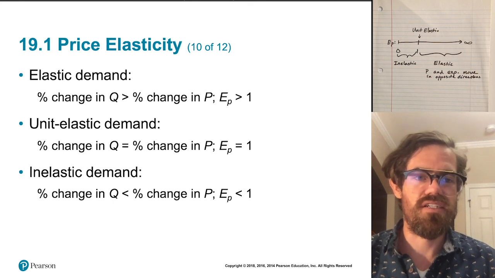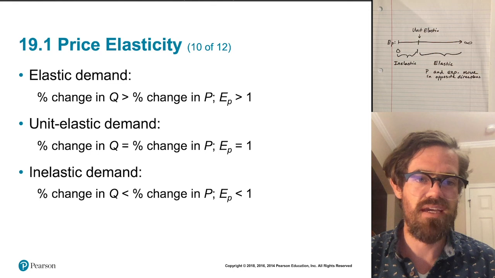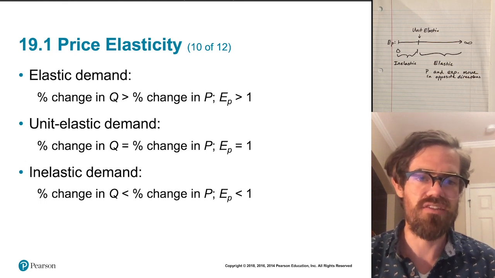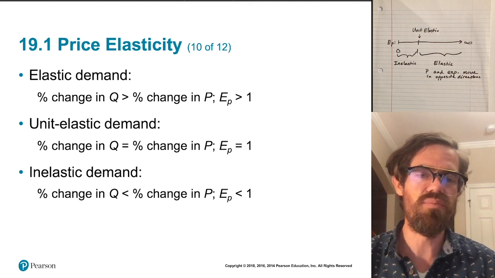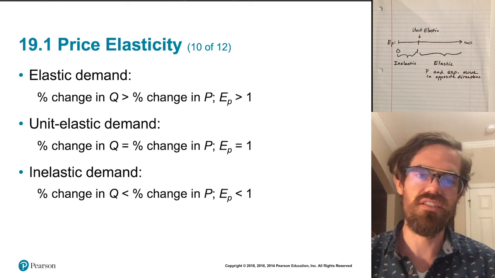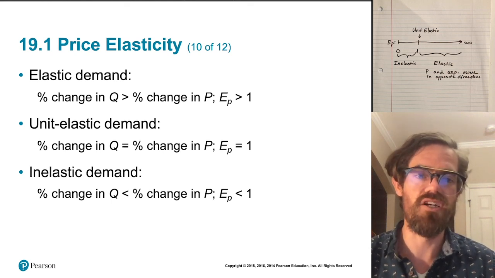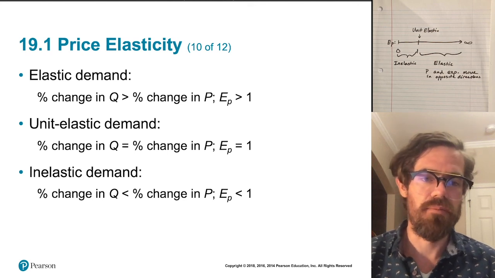And this can be summarized here. So basically, when we have elastic demand, the percent change in quantity is bigger than the percent change in price, which is why EP is greater than 1. And so again, this is a high level of responsiveness. Price goes up 50%, people decrease their quantity demanded by 80%, right? A much bigger reaction in response to the price change.